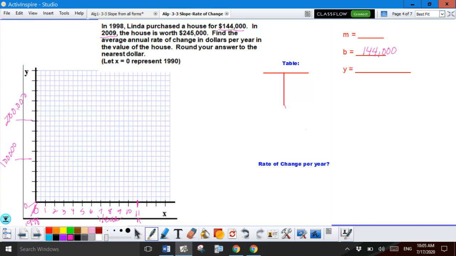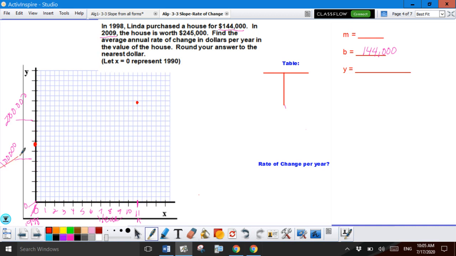Remember, when you're making a scale, everything needs to be consistent. So I cannot skip. I cannot count by tens and then count by twos. I have to either count by tens, count by hundreds, count by 500s. I just have to be consistent. So my first point is 144,000. So I'm going to estimate that 144,000 is going to be someplace right in here. And then it says in 2009, the house is worth 245,000. So I'm going to keep going. There's 225, 250. So year 11, I'm going to be someplace in this vicinity right here.